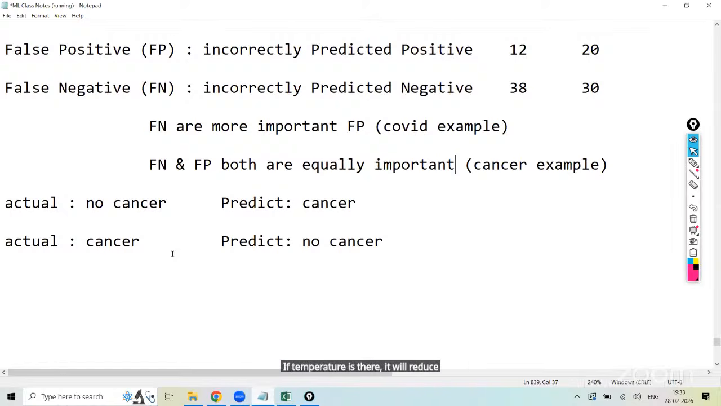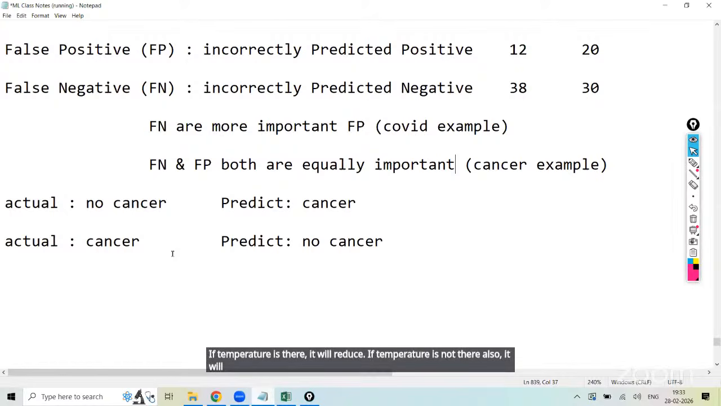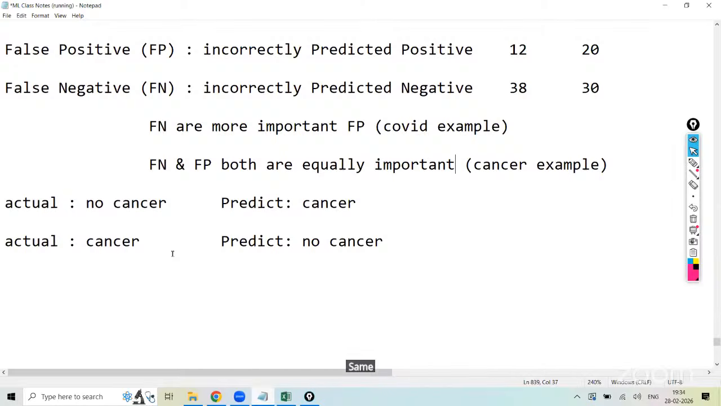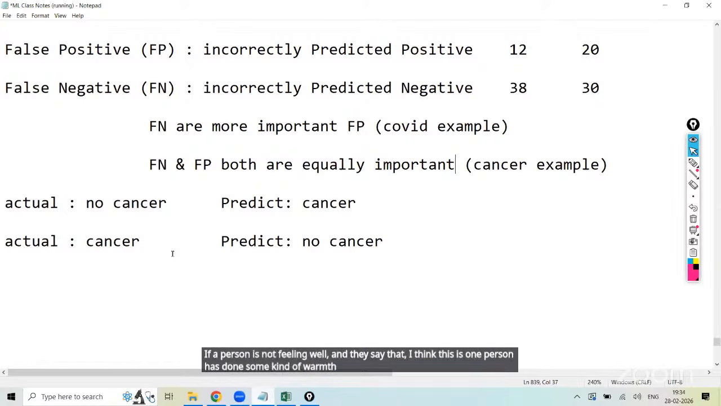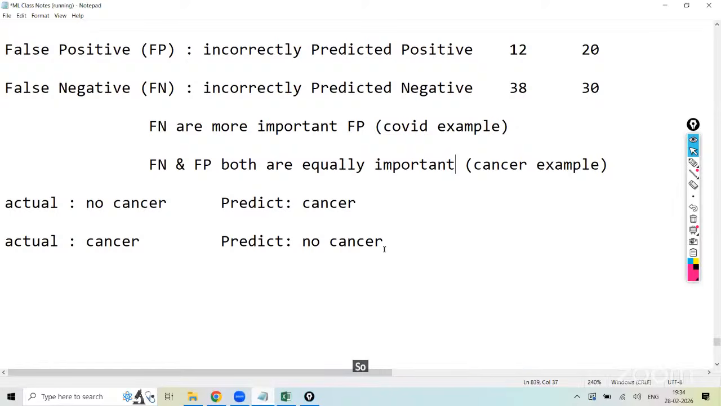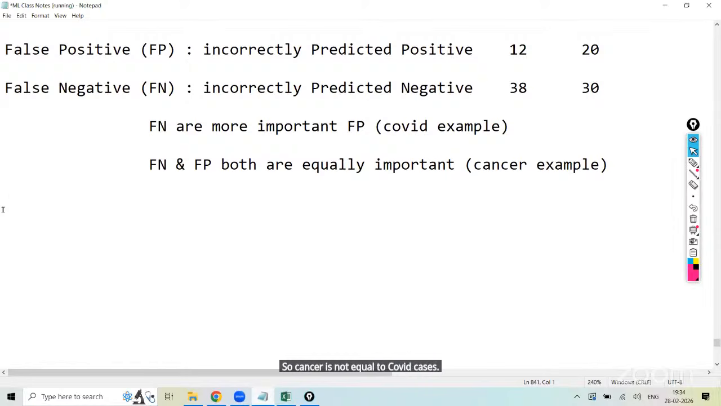If temperature is not there also, it will act as an antiviral, some kind of tablet. That is not a problem. In the same way as Dolo 650, can we give the cancer tablet? If a person is not feeling well and has done some kind of vomiting, and in that vomiting blood is there, they feel this is blood vomiting, you got the cancer. Immediately they give the cancer tablet. What happens? So cancer is not equal to COVID cases. That is different. This is different.